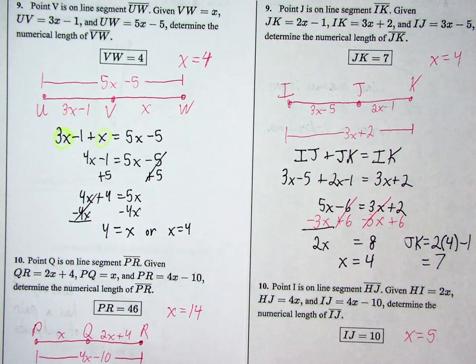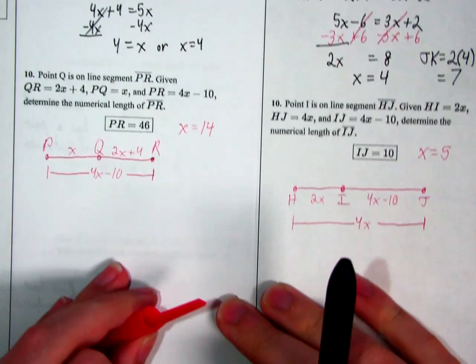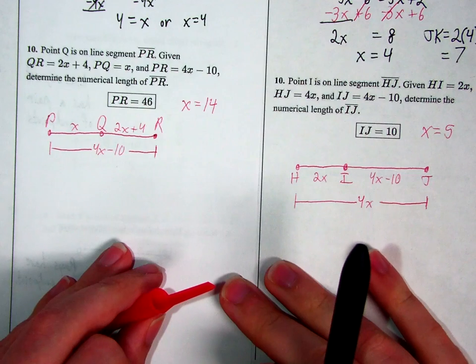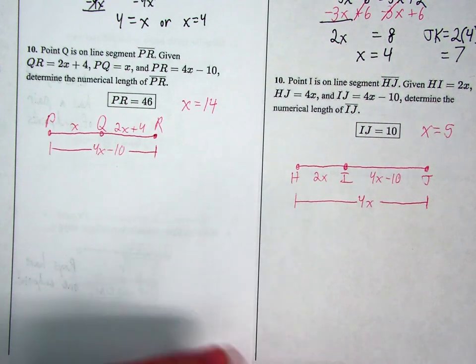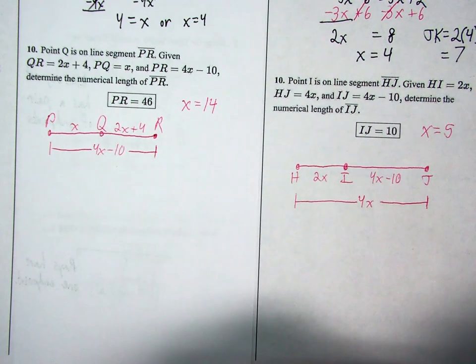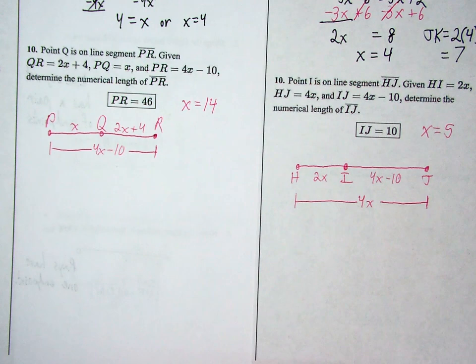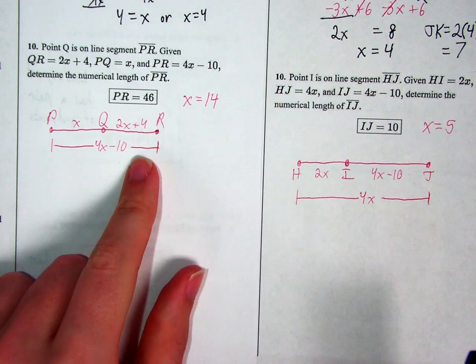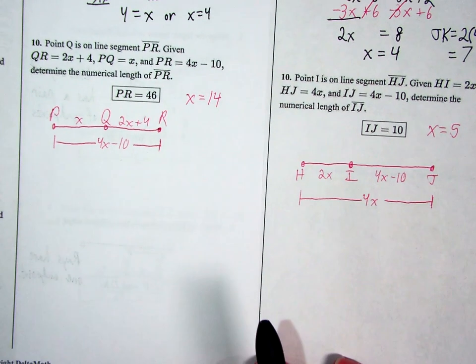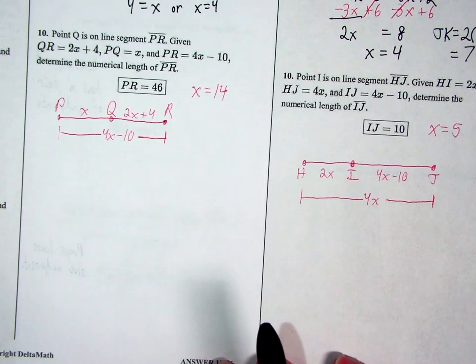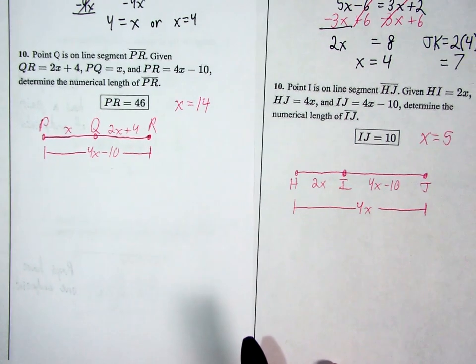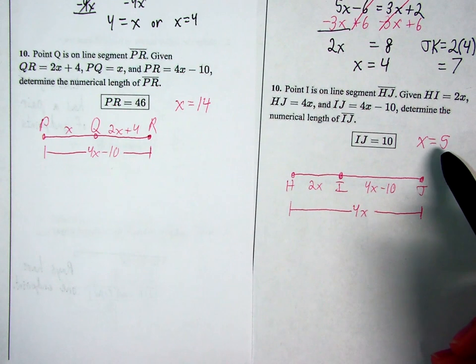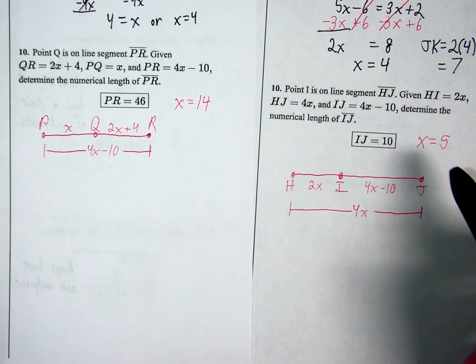I'll give you a chance to take a look at 10. These are the 2 pictures you should have had that would have helped you set up and solve this problem. Solving number 10 on Form A, you should have had 14. Solving number 10 on Form B, you should have had x equals 5.